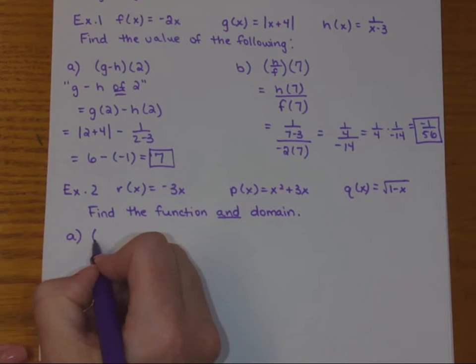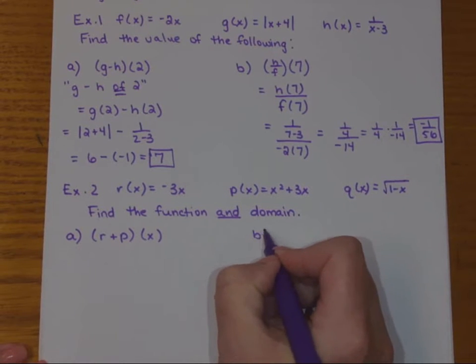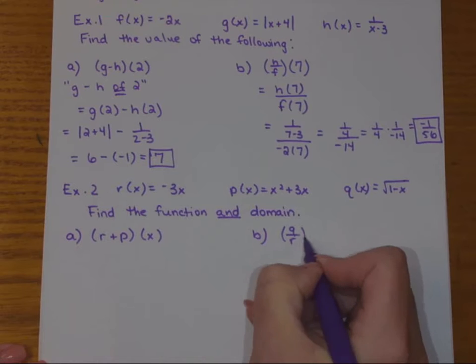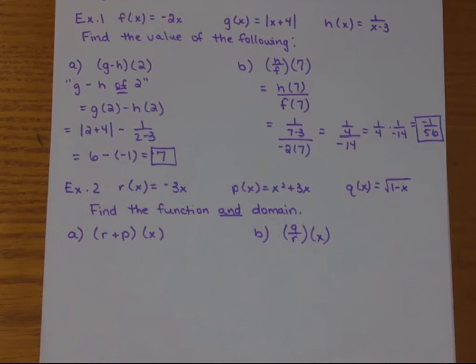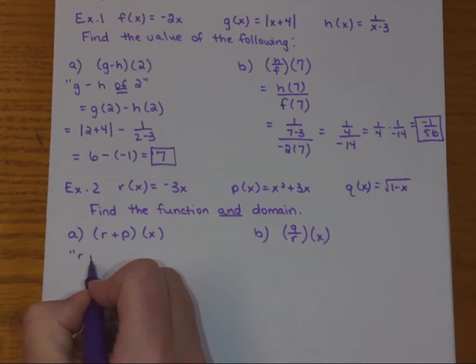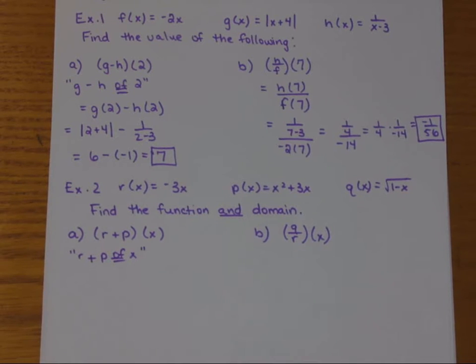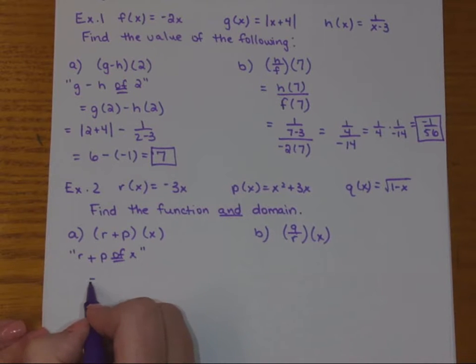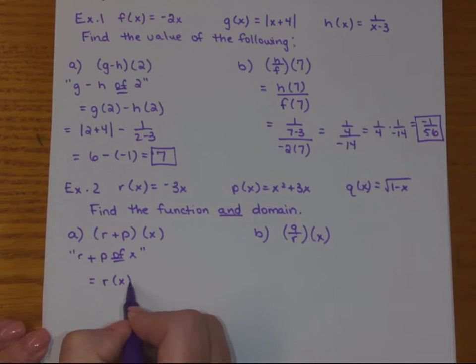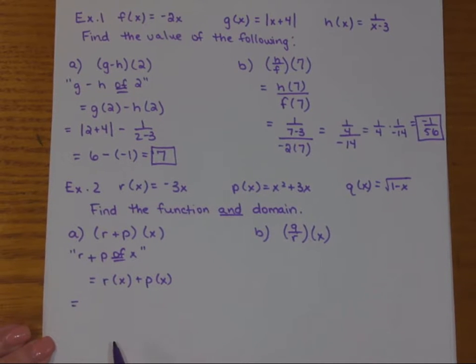All right, so let's say that these are the two functions that I asked for. Notice this time I don't give you a number to plug in, I just say of x, okay? So again, this would read as r plus p of x, okay? And then this would be q divided by r of x, so on and so forth. So r plus p of x means r of x plus p of x. So we don't have a value, we're just going to add the equations themselves.